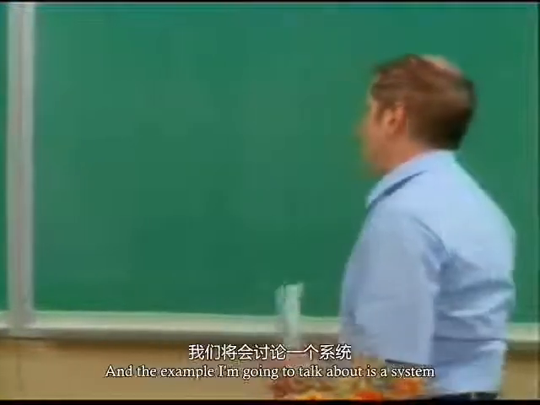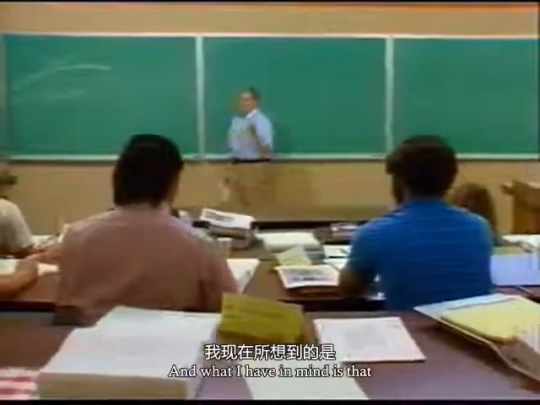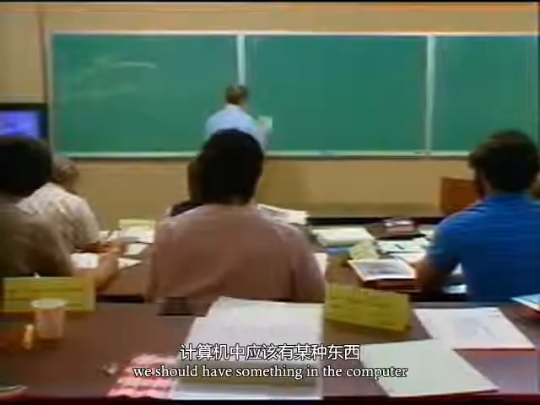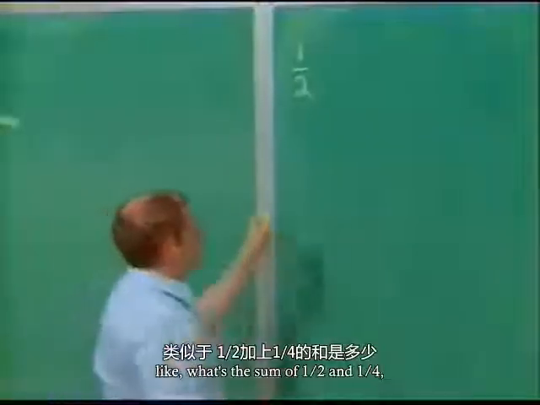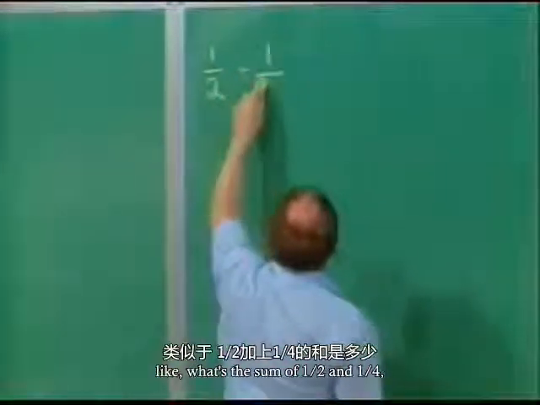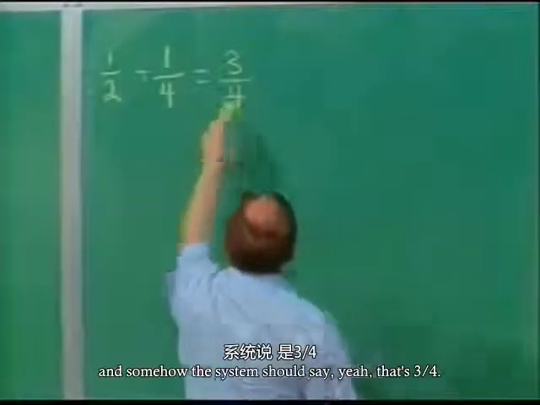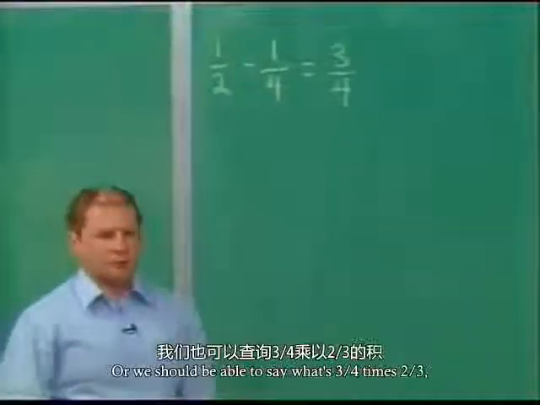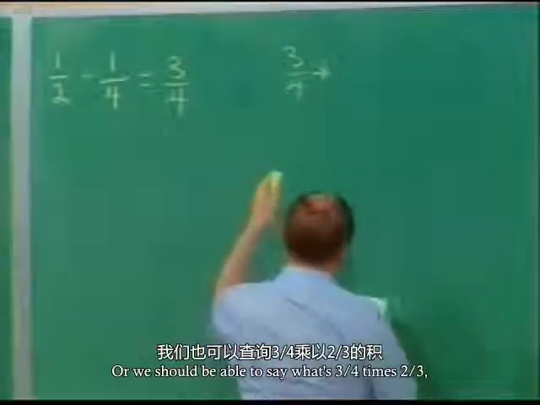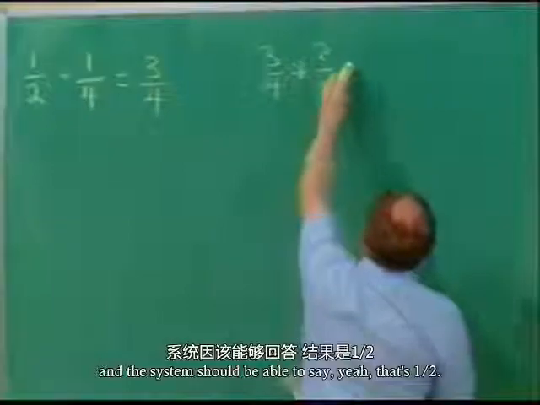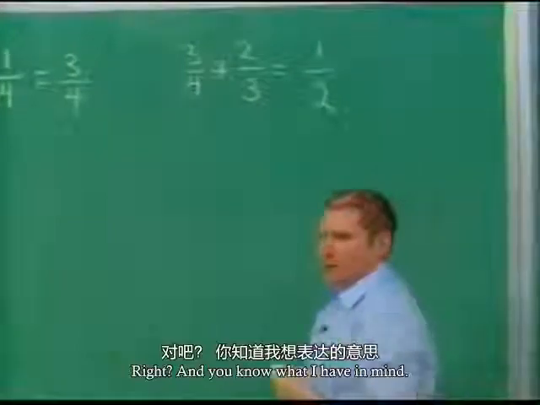All right, well, let's look at an example. The example I'm going to talk about is a system that does arithmetic on rational numbers. What I have in mind is that we should have something in the computer that allows us to ask it, what's the sum of a half and a fourth? And somehow the system should say, yeah, that's 3/4. Or we should be able to say, what's 3/4 times 2/3? And the system should be able to say, yeah, that's a half. Right? And you know what I have in mind.